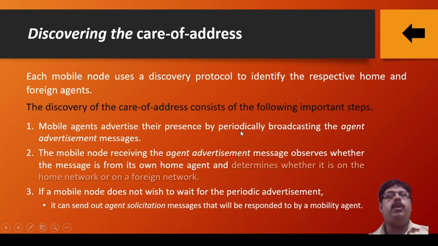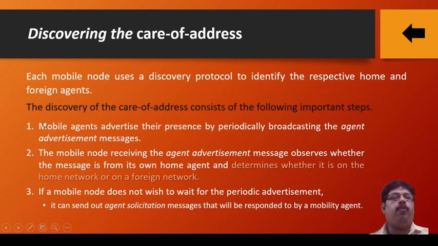Each mobile node uses a discovery protocol to identify the respective home and foreign address. That means it is very important to discover the addresses, both home, and it is also very important to discover home agent and foreign agents. Now to do that some steps are followed. Three steps are given here. First one we will discuss. That is, mobile agents advertise their presence by periodically broadcasting agent advertisement messages.